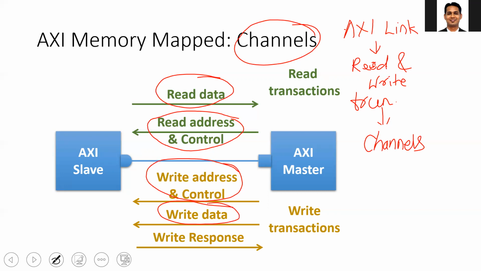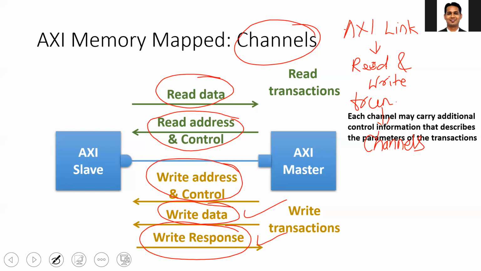Second is the write data, and then you get the write response. Using the write address and the control information, the master tells the slave that it wants to perform the write operation at this address with this much data, with this type of data, and so on. Then the master sends the data on the write data channel, and after the write operation is completed, the slave sends the response whether the write completed successfully or there is an error. The response is sent from the slave to the master.